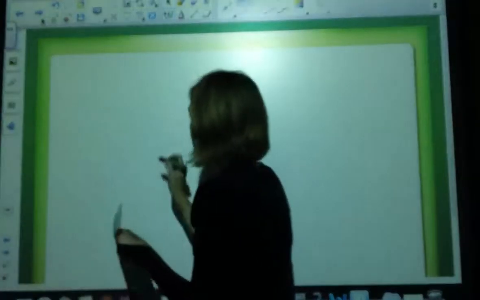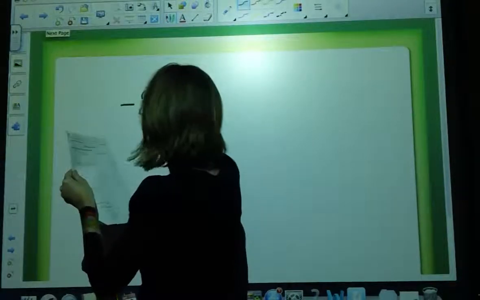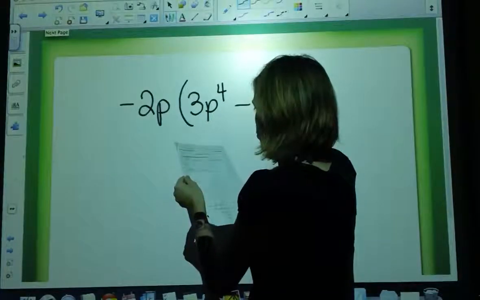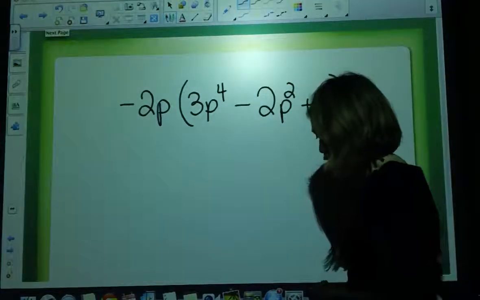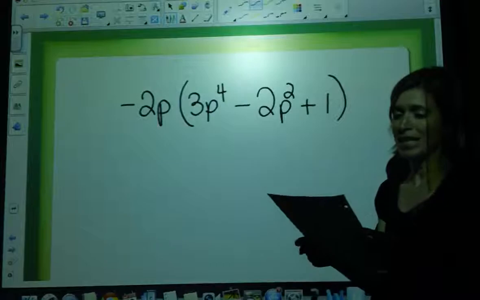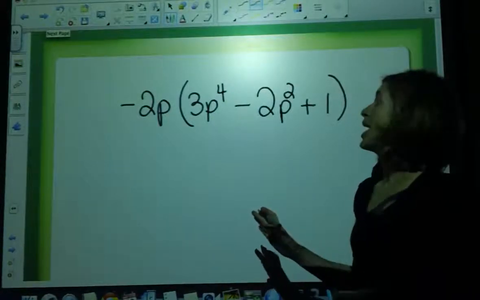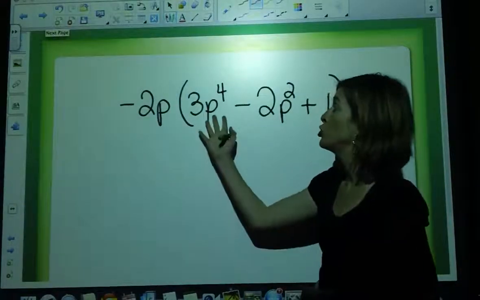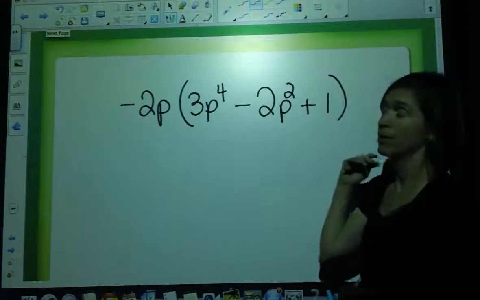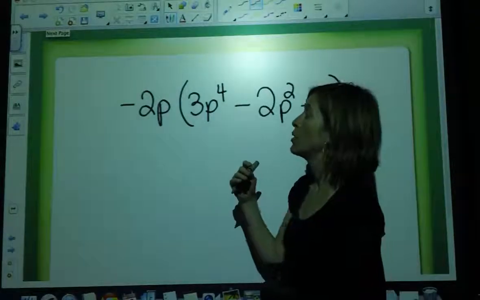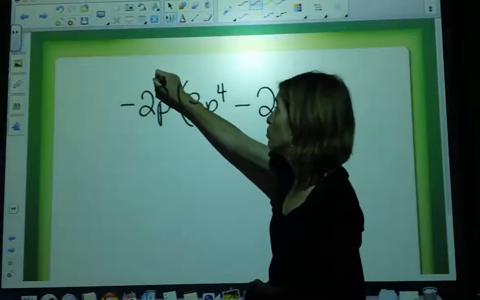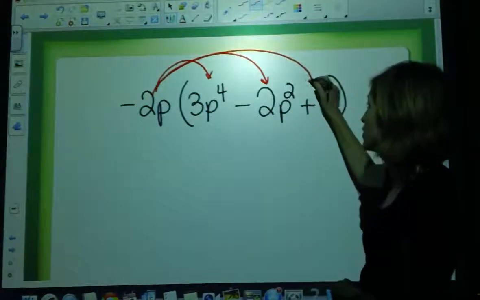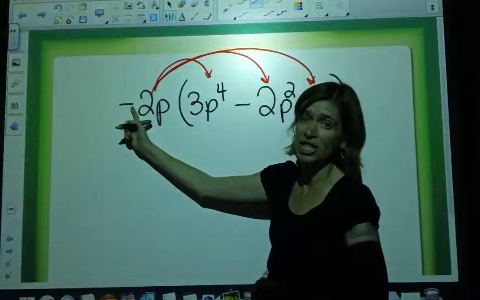Okay, there are some examples like the next one, negative 2p times 3p to the fourth minus 2p squared plus 1. Okay, well, we got to be careful on something like this because there's lots of negatives and it has 3 terms. So now I'm multiplying a monomial to a trinomial, a polynomial with 3 terms. So we have to make sure that we get this multiplied to every term within that trinomial. We also need to pay close attention to that negative.